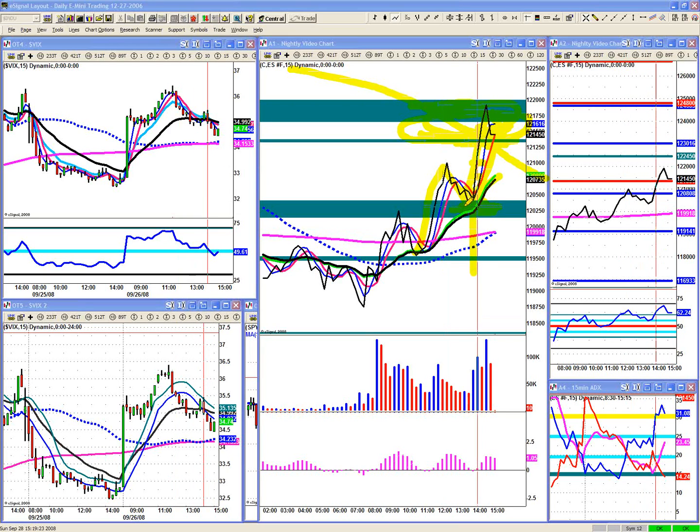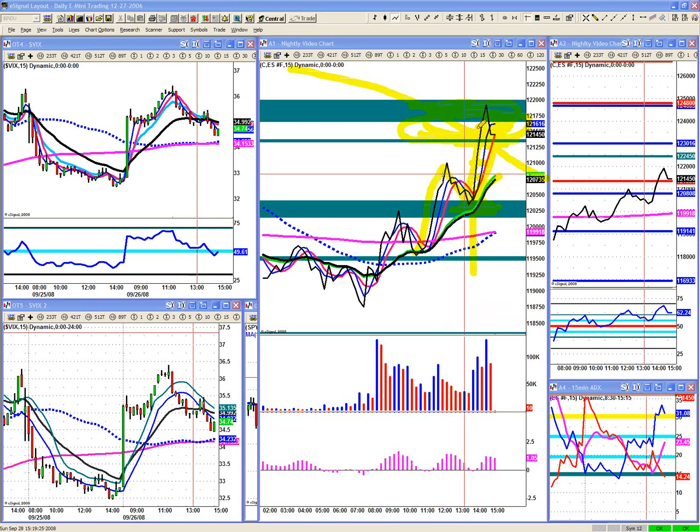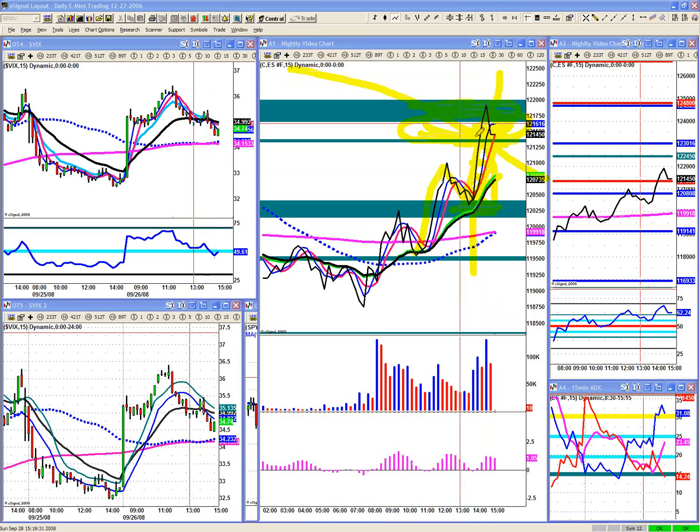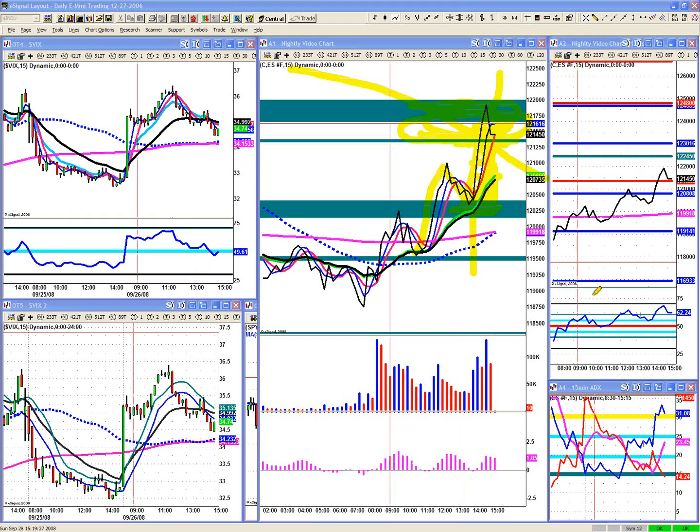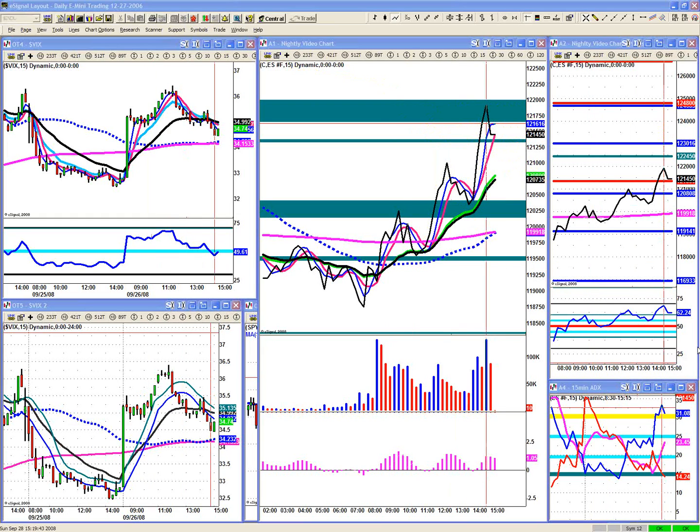Move your stop up to break even, so that if it pulls all the way back, you've given your winner a chance to run. But if it does pull back and comes all the way back to zero, you've made this much money on 50% of your trade. That's something I try to encourage students to do to get them more disciplined.